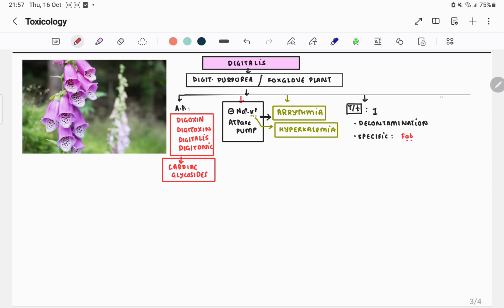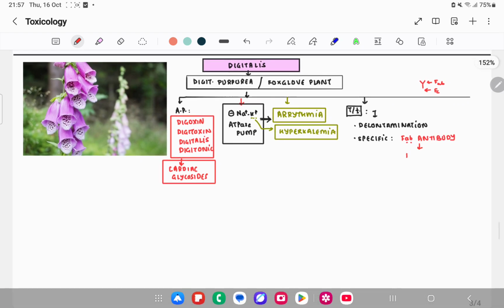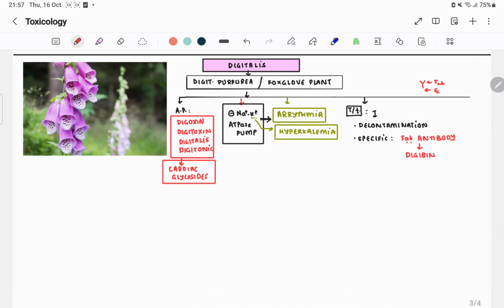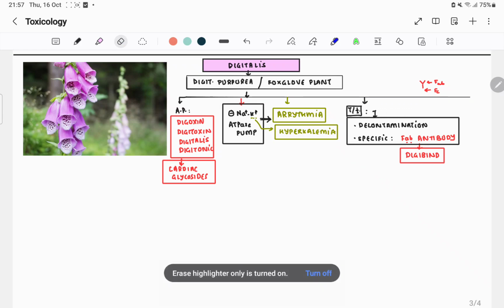FAB portion. I assume that you must have heard about the FC portion and FAB portion of an antibody. So it binds to the FAB portion of this molecule, and this FAB antibody is known as digibind. This digibind is the main treatment, but it is not commonly available here. It's an orphan drug.